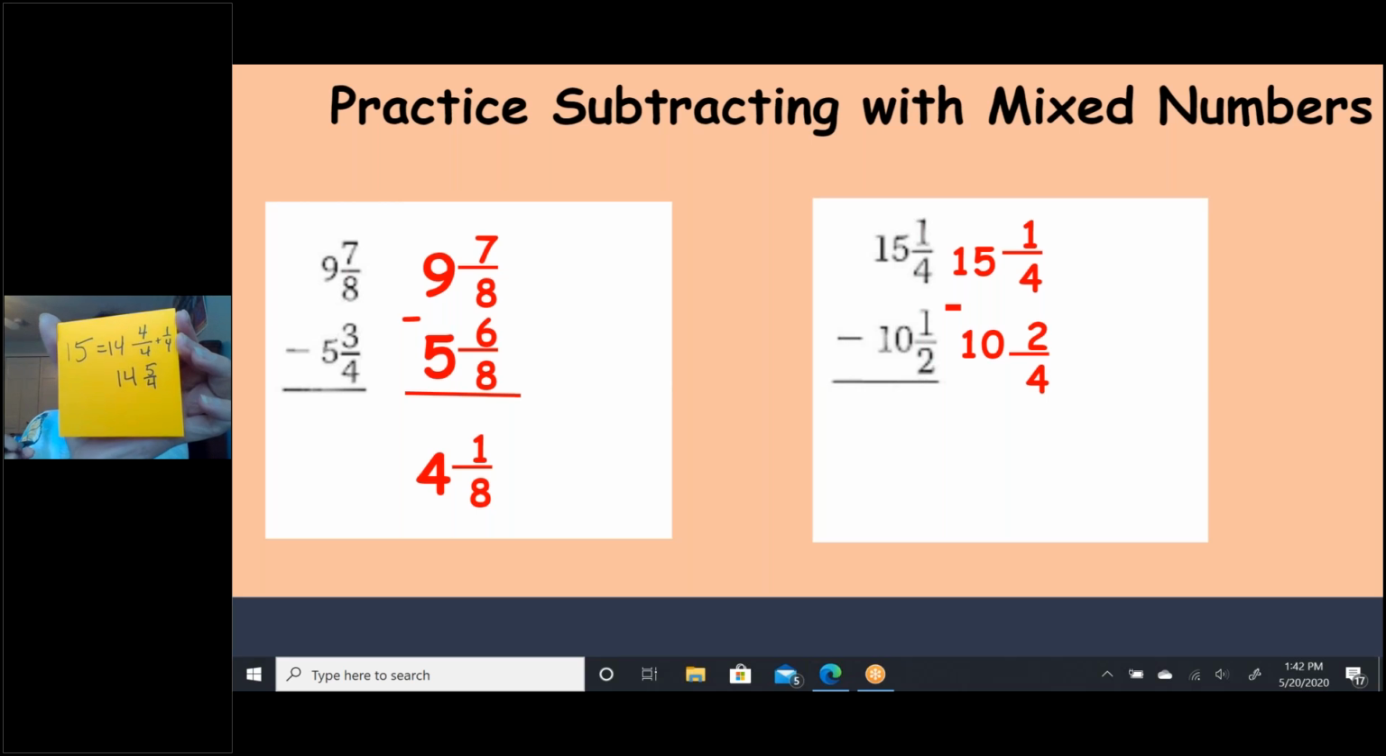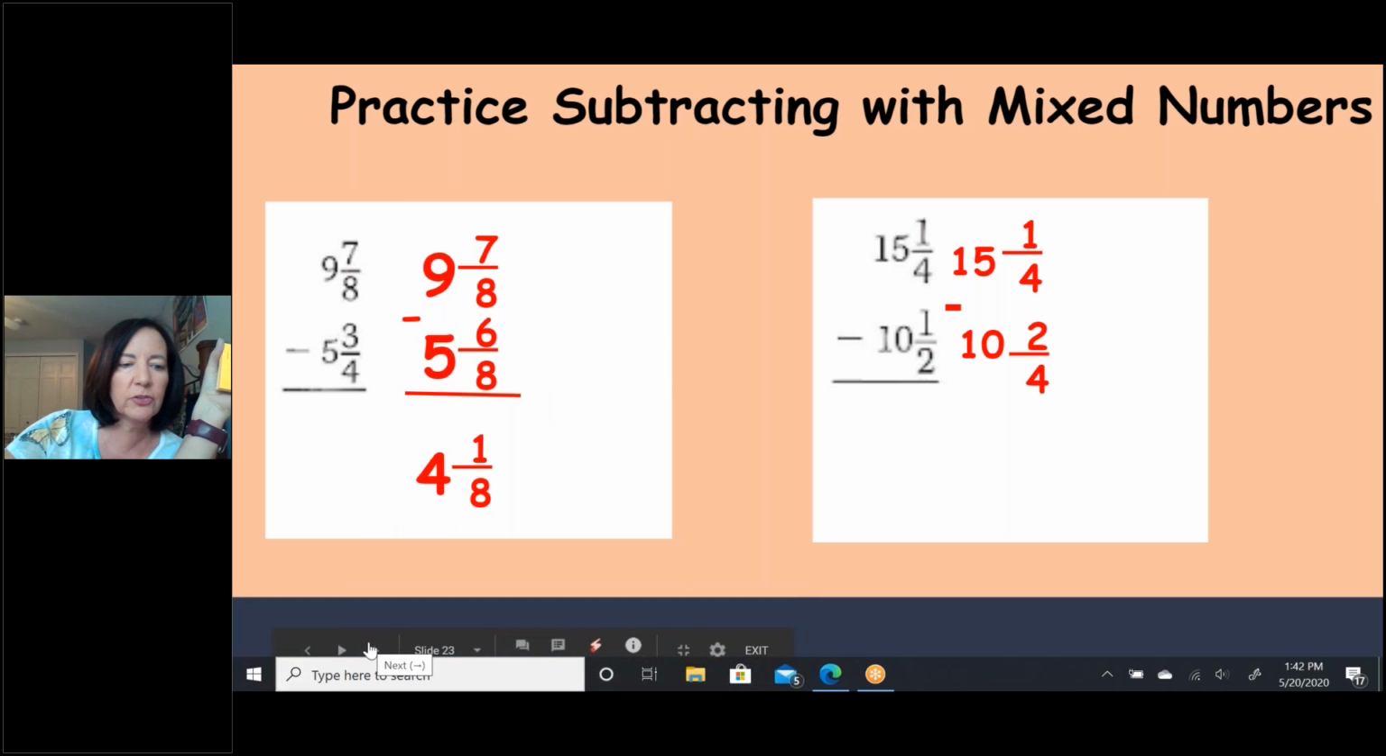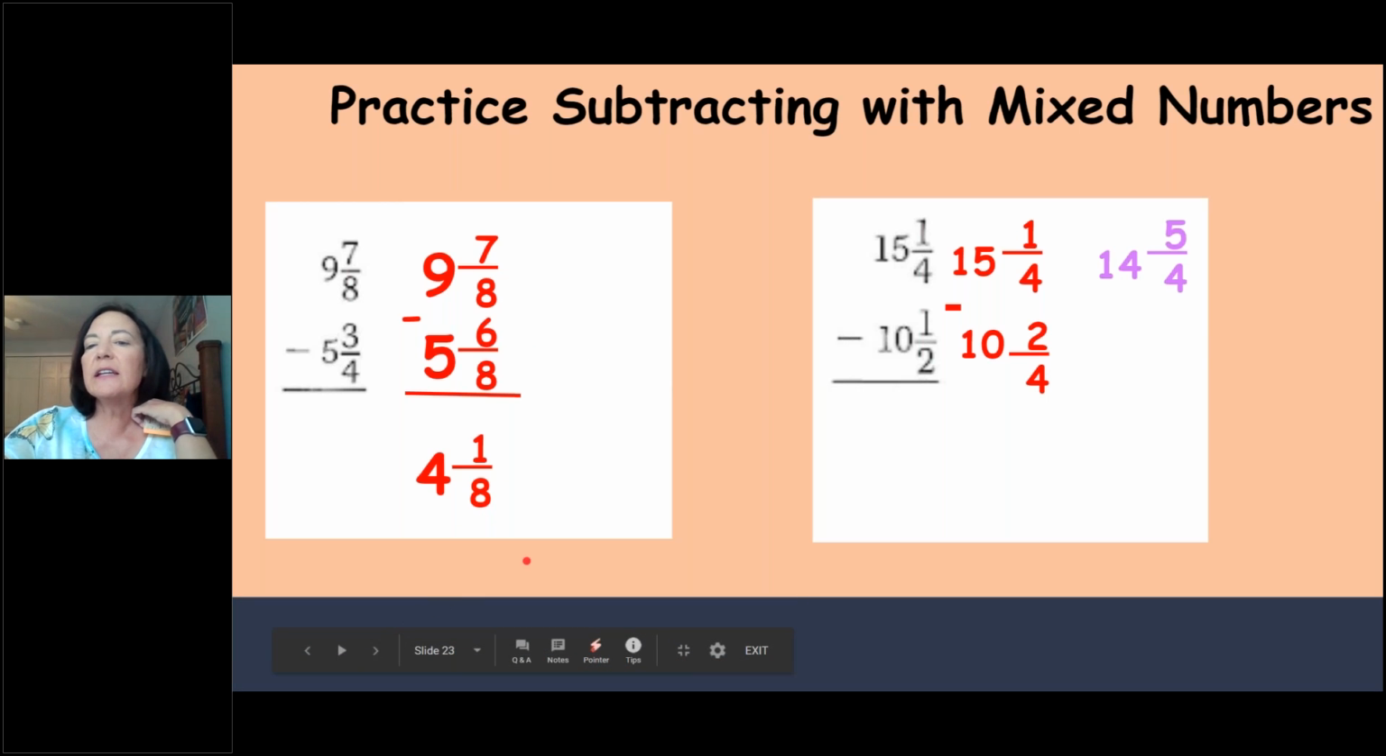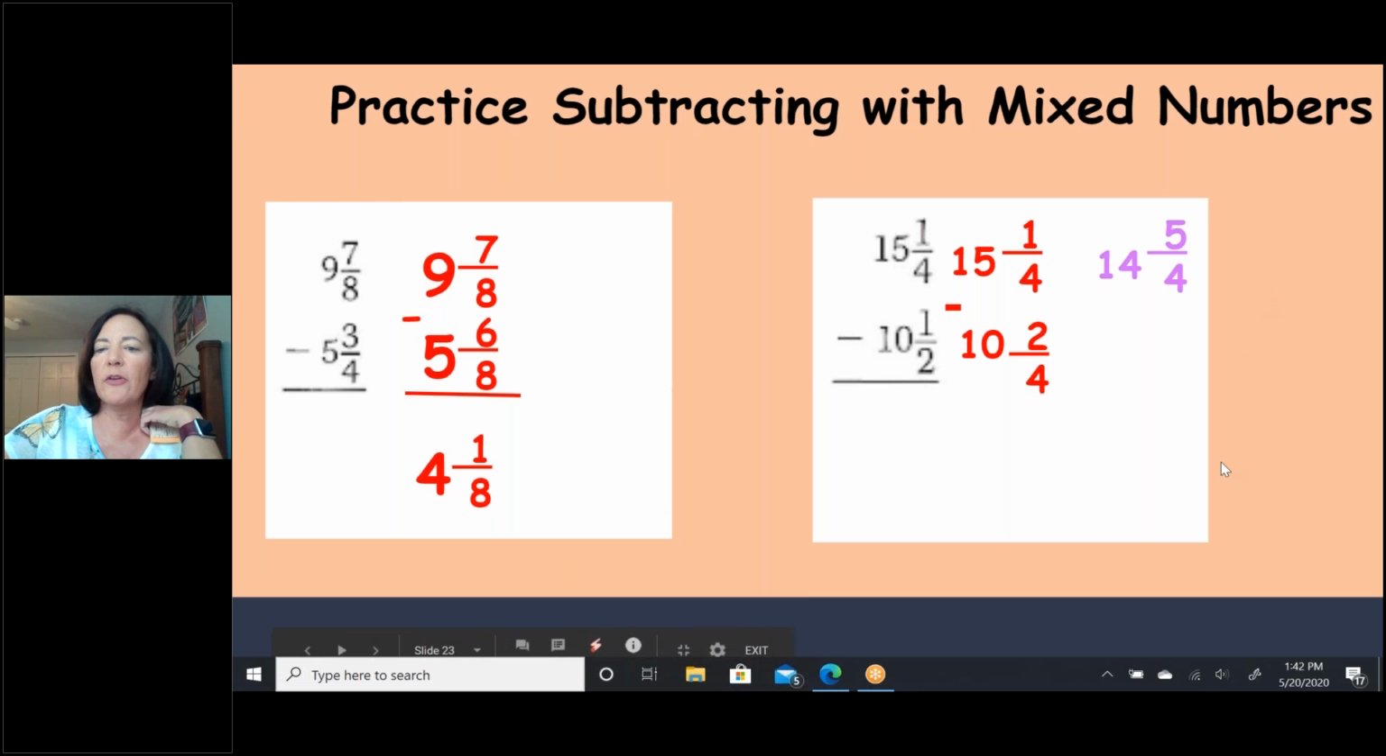The reason this skill is so challenging is because we're making our brain work backwards, and we're making it put the numbers in a really strange, improper form. We have to do that so we can subtract, but our brain prefers to see 15 and 1/4. It doesn't like to see it written 14 and 5/4. So you're just causing your brain to work backwards. But that's where we're at. We're at 14 and 5/4, and now we need to subtract our 10 and 2/4.